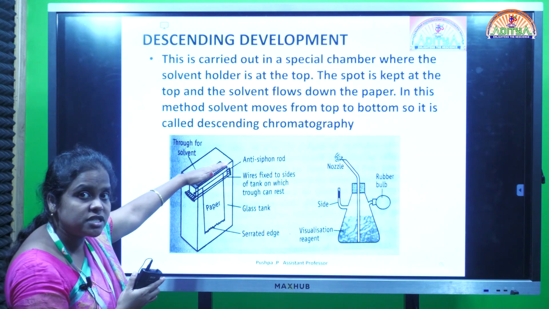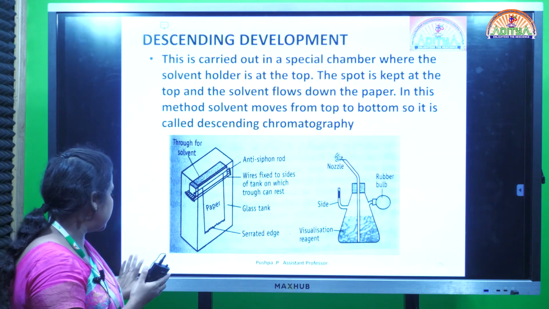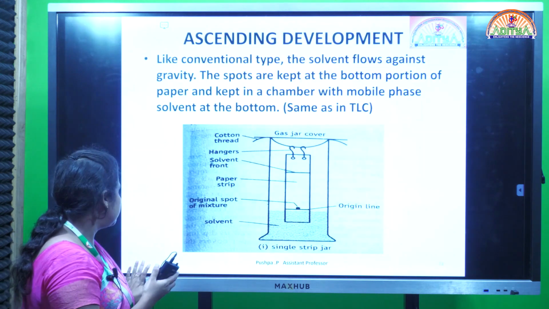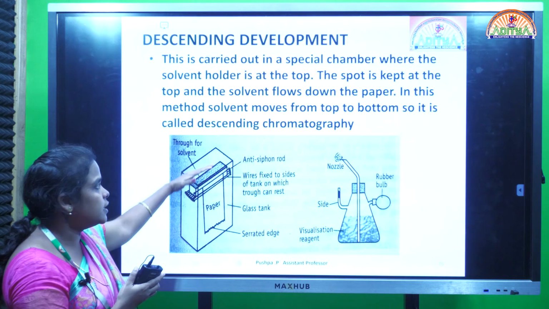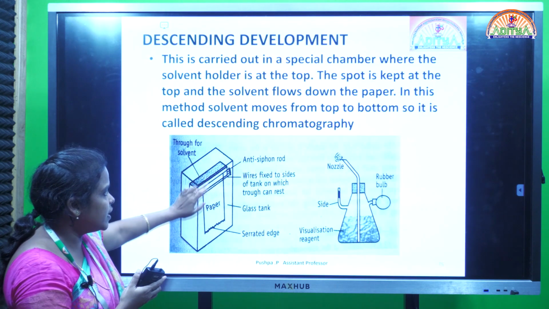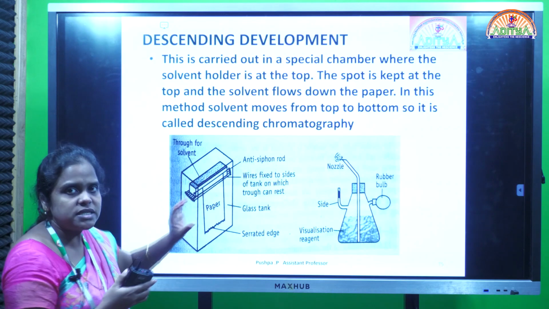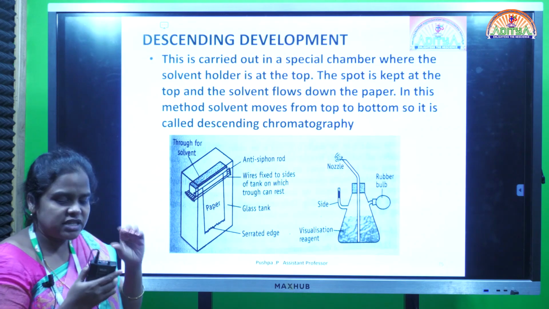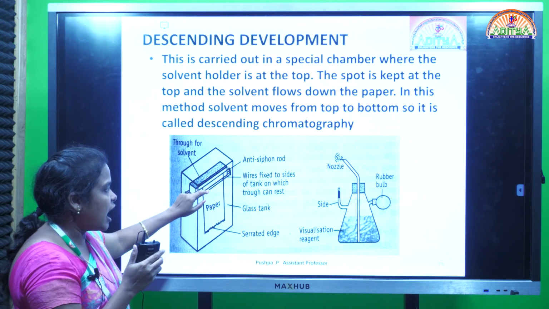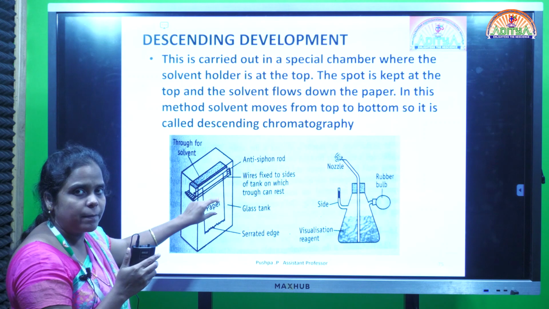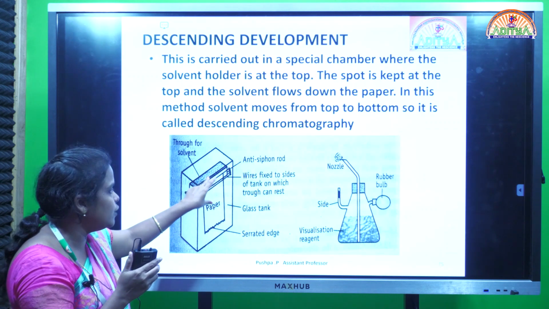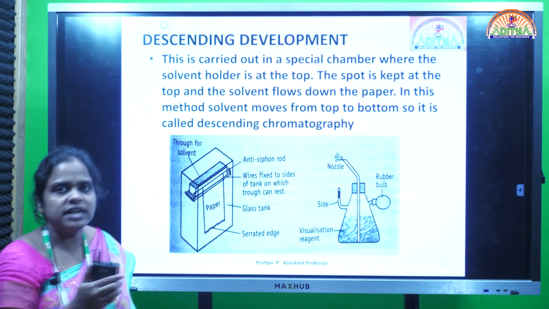In ascending, the solvent will be in the upper position, whereas in descending, the mobile phase is up and the paper is connected to it. By connecting the paper to this mobile phase, we are just soaking. That means the paper will just touch the solvent, and after touching the solvent, whatever sample spots are present on that paper will elute along the concentration gradient.